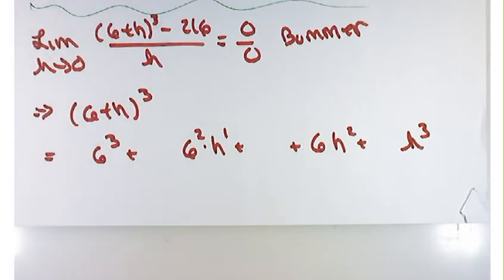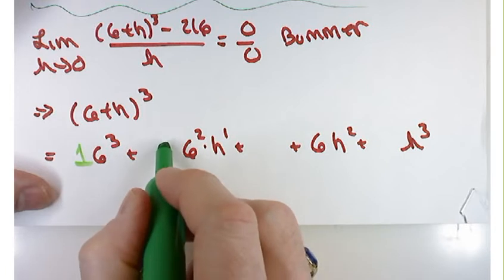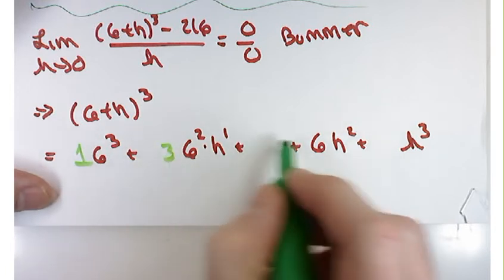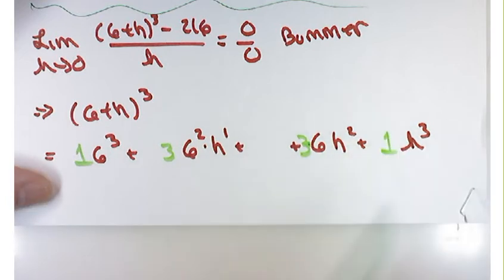But I need to plug in the numbers from Pascal's triangle as well. So I got a 1 here, a 3 here, a 3 here, and a 1 here.